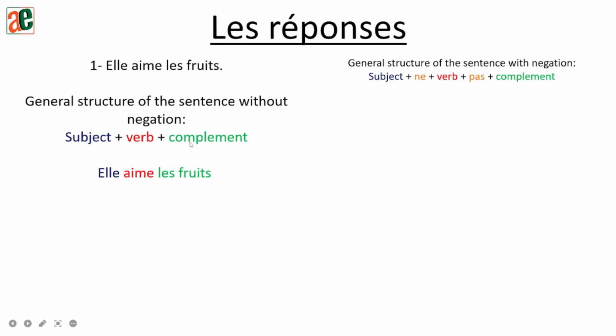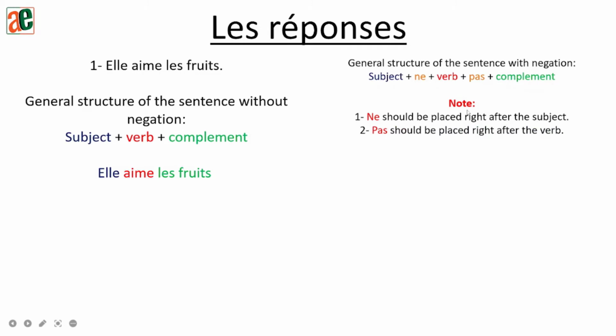Okay, so this is the same sentence that we have here. Now let's see the structure of that same sentence with negation. So here we'll have the subject, then our first part of the negation, ne, then the verb, then pas, then the complement.